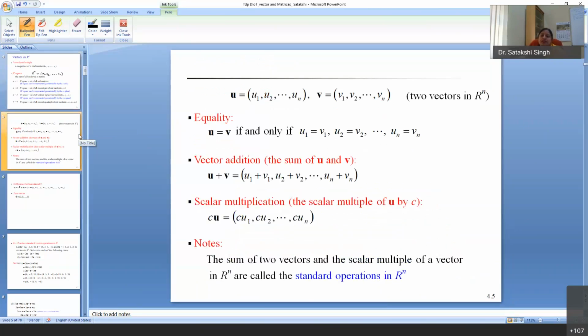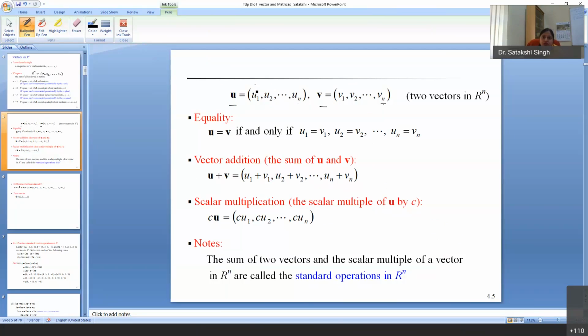Now let us learn about the algebra of vectors. Say you have two vectors, vector u and vector v, with the components u1, u2 up to un and v1, v2 up to vn. Then these two vectors will be called equal if and only if each of the corresponding components of the two vectors is the same. And the second thing is that they should have the same number of components. If u has n components, then v should also have n components or coordinates.